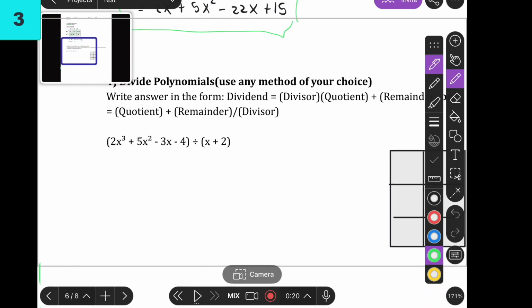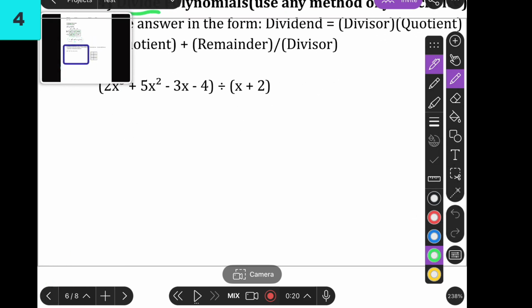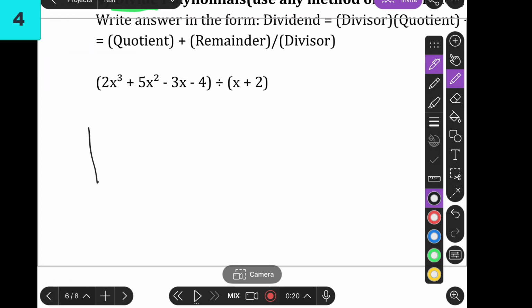Last question, they want us to divide. So in class, we learned two methods, synthetic division and reverse box method. I'm going to show you both. So let me show you synthetic division first.